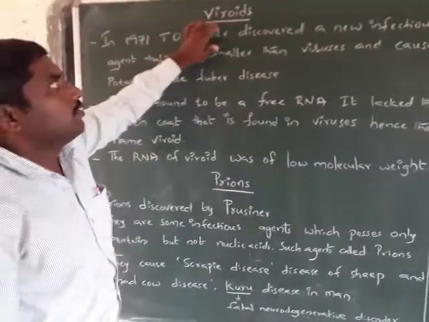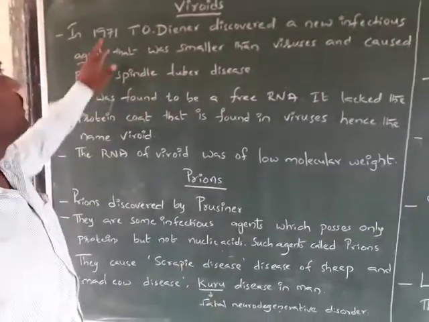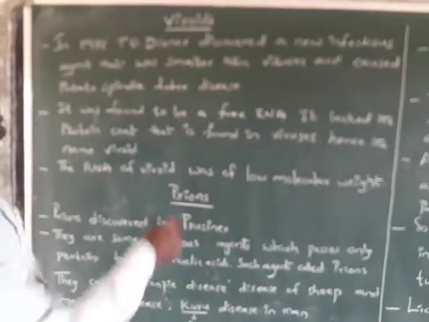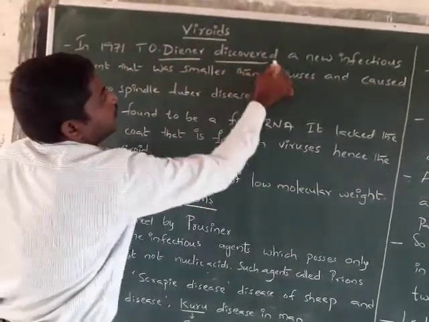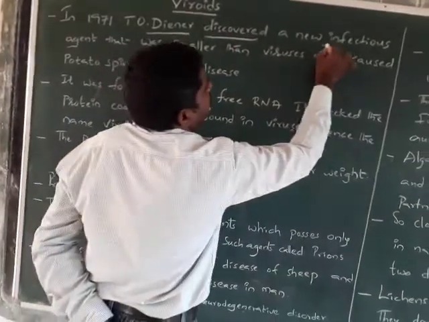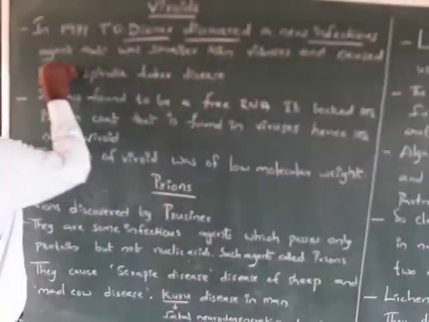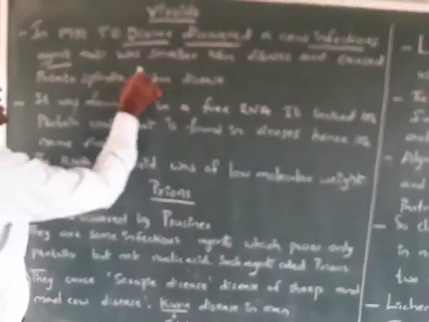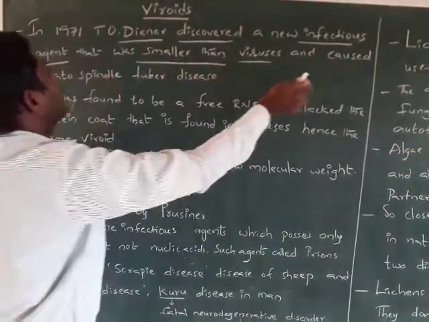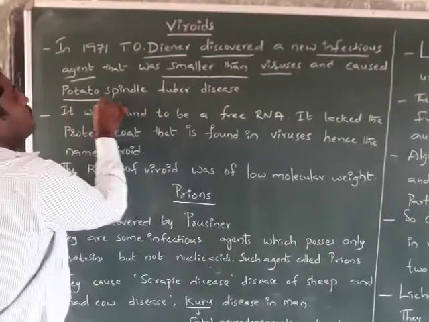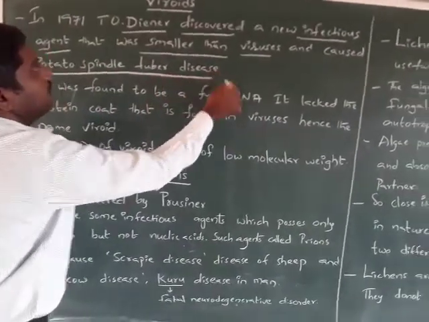Right. Viroids. In 1971, T.O. Diener discovered a new infectious agent that was smaller than the virus.